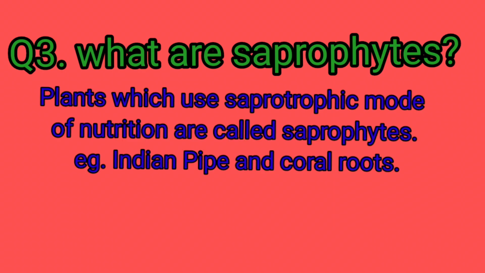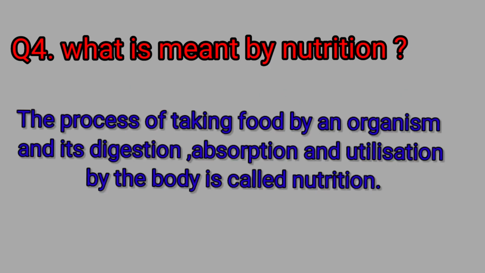What are saprophytes? Plants which use saprotrophic mode of nutrition are called saprophytes. For example, Indian pipe and coral roots. What is meant by nutrition? The process of taking food by an organism and its digestion, absorption, and utilization by the body is called nutrition.